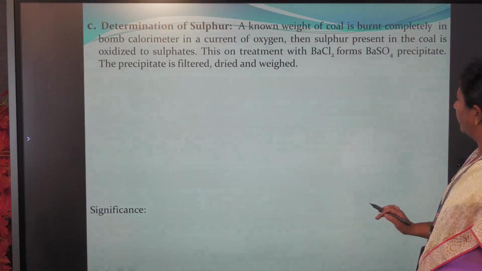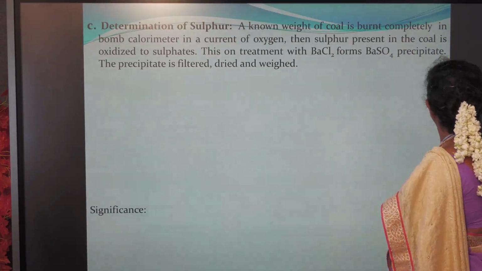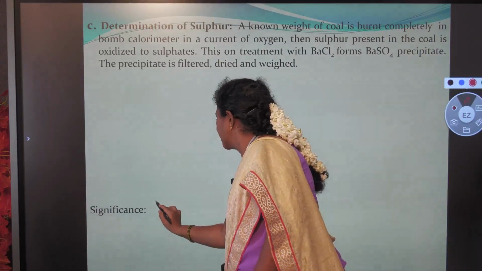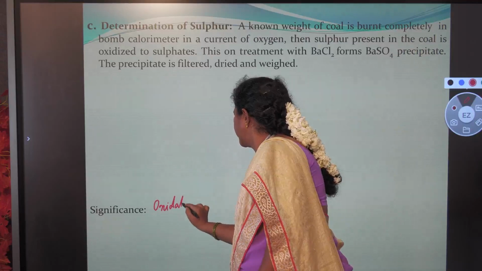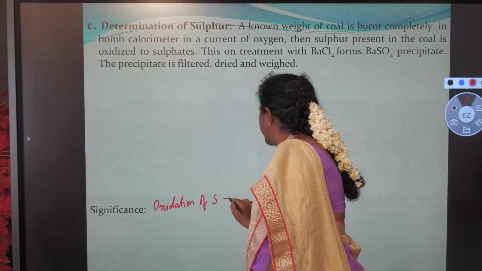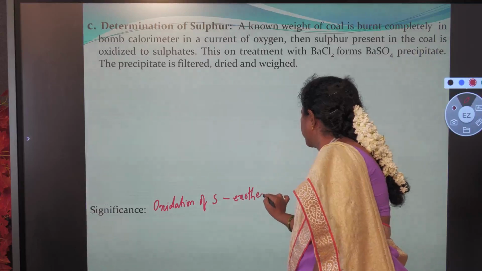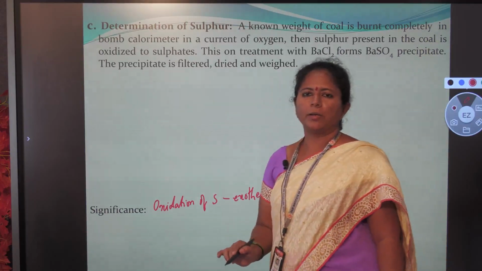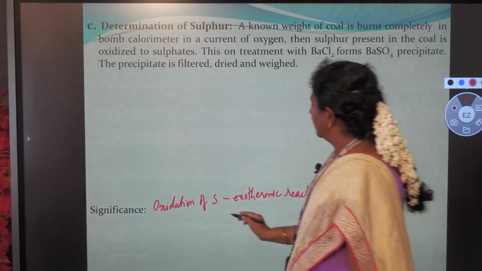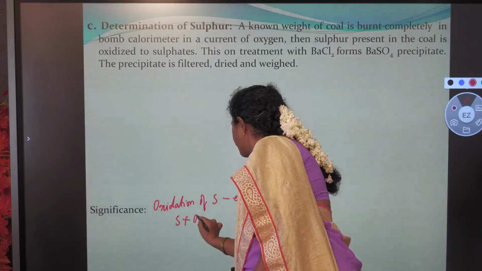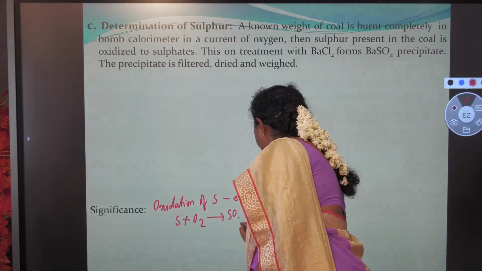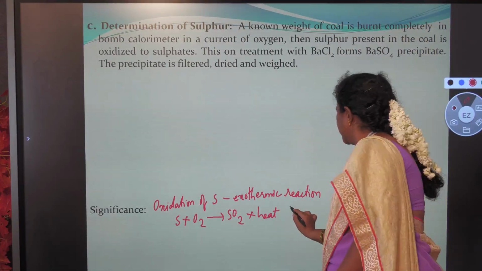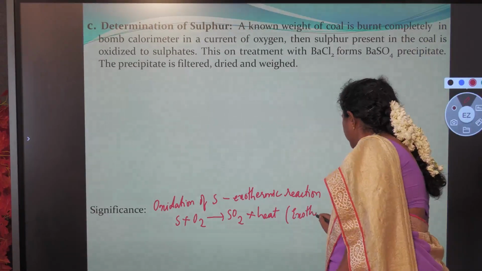Now coming to the significance. The presence of sulfur in the coal sample is desirable. Why? Oxidation of sulfur is an exothermic reaction. That means it increases the calorific value. So S plus O2 gives rise to SO2 plus heat will be released. Exothermic reaction.